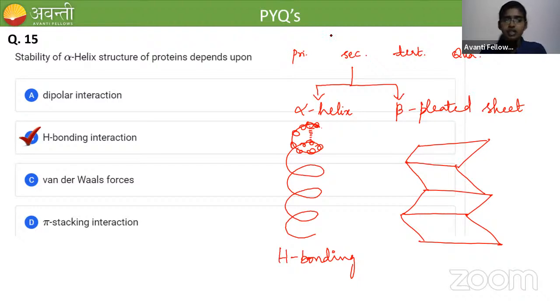Clear? Any doubt? If the question is clear to you, can all of you or any one of you type yes in the chat box? If anybody is having any doubt, you can ask me. I'll repeat. If everything is clear, then type yes in the chat box so that I can understand. The concept is clear to you.